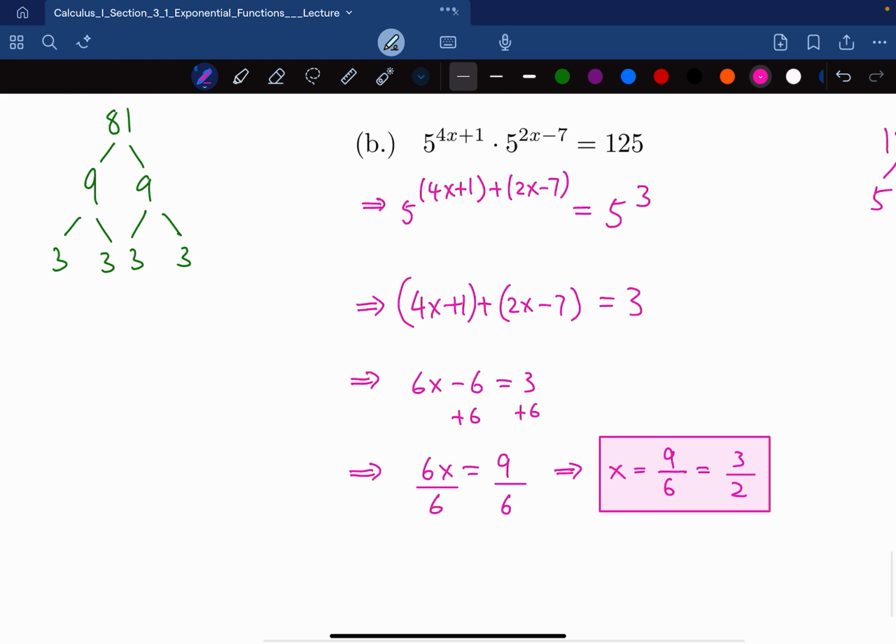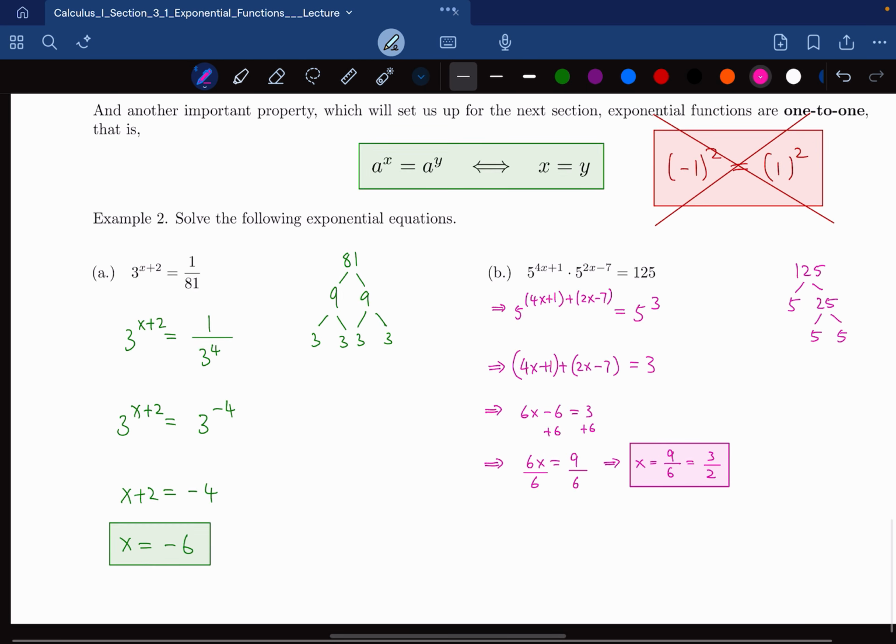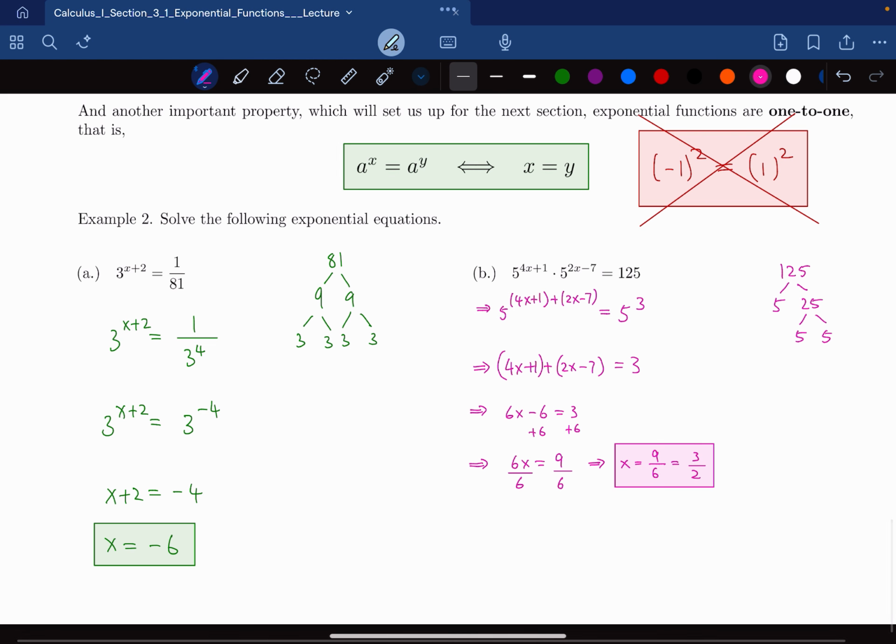Okay, so this is really just a too simple application of the properties that we mentioned above, especially the one-to-one property. This is really important for the next section, and of course, this is how we are going to define the inverse function of exponential functions, which you guys all know are logarithm functions, but we'll see that in the next section.